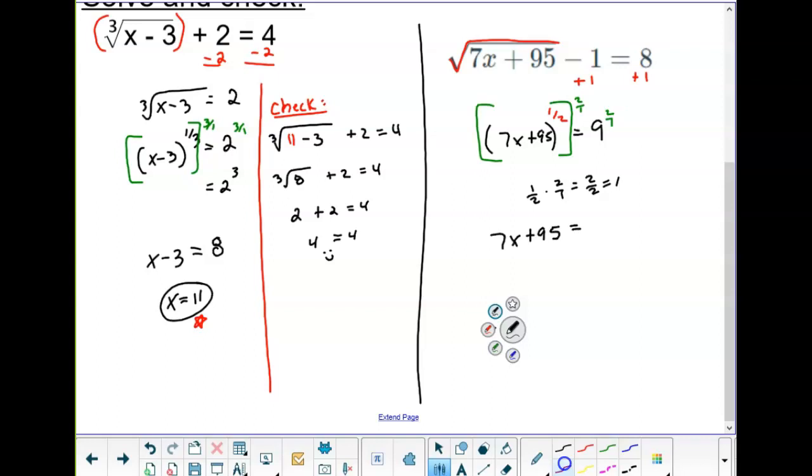And you're left with 7x plus 95 equals, now this is kind of poorly written, that's sloppy. This is really just 9 squared, right? I don't have to put 2/1 because that 1 doesn't do anything, but 9 squared is 81. And then we're just going to do some quick algebra and solve.